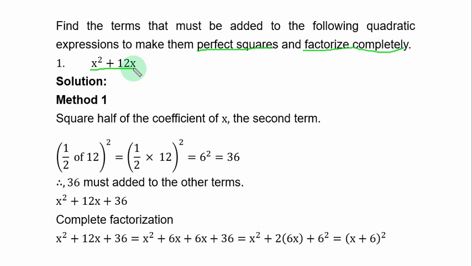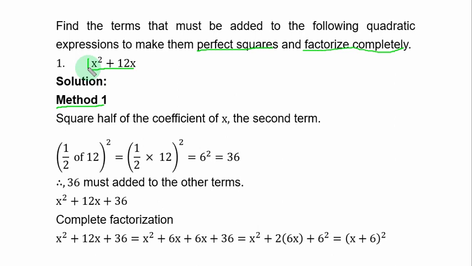We have two methods of doing that. So let's take method 1. We said that in method 1, make the coefficient of the first term a perfect square. Coefficient of x squared is 1. If you take the square root of 1, you also have 1. So it's already a perfect square.